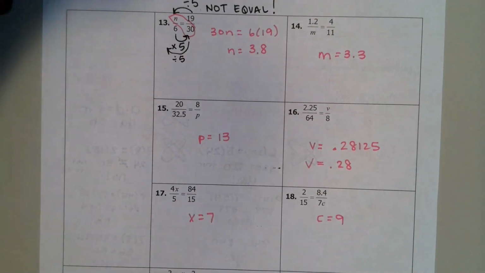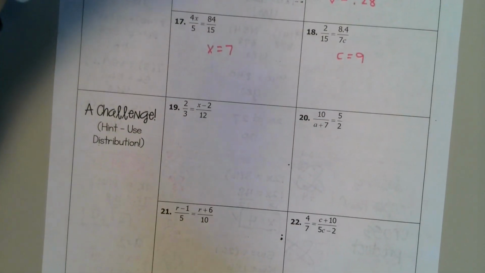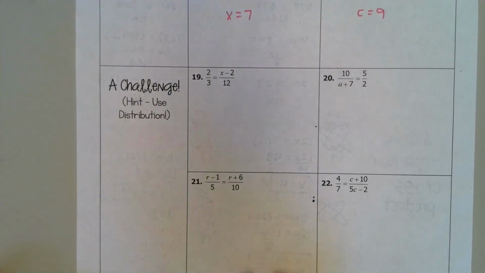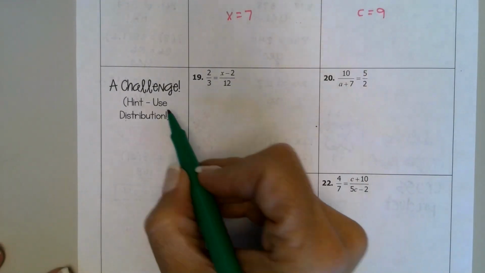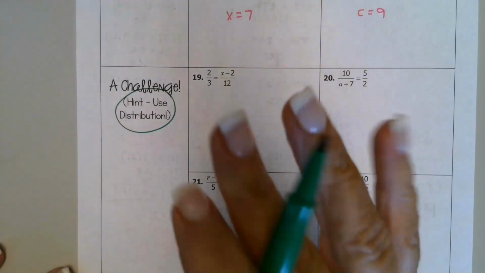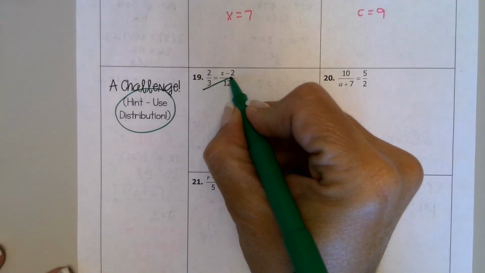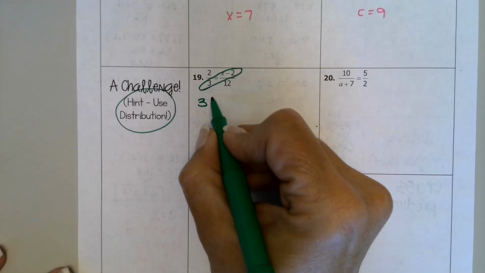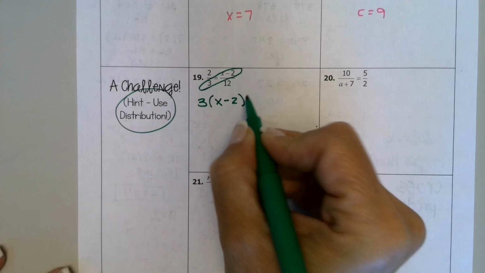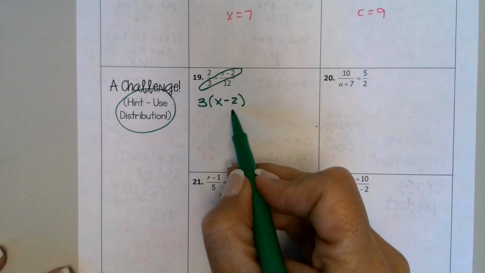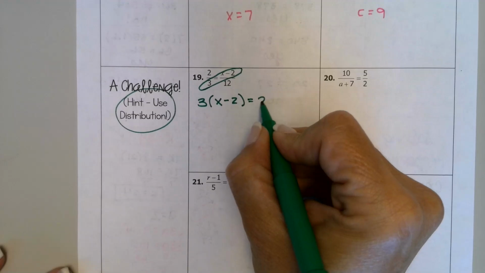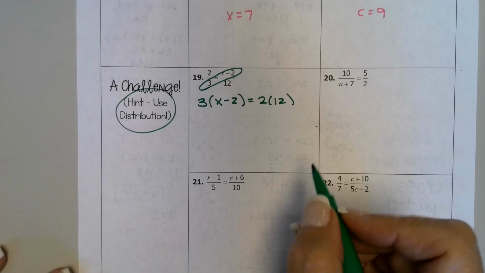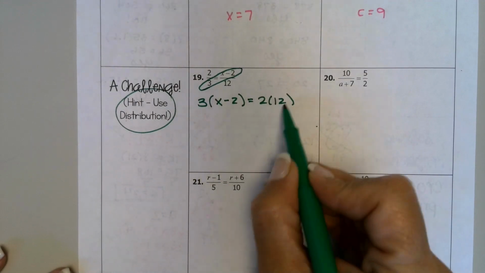All right, so let's look at these challenge problems. So even though it says challenge, you have totally done this. This is not anything that's new for you. So we're going to do the same thing. So this says hint distribution, but we're going to set it up the same way. So if I do this, I have 3, but now I'm multiplying by this entire numerator. So everything has to be in parentheses. It's 3 times the whole thing, which is x minus 2. And on the other side, I have 2 times 12.